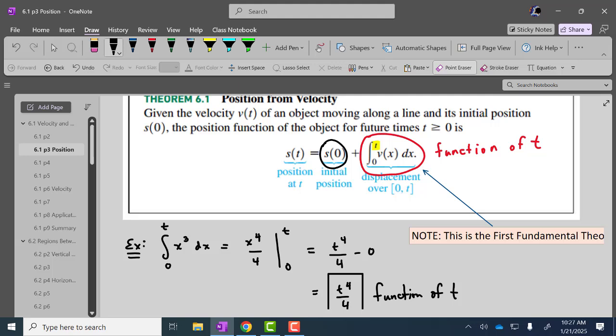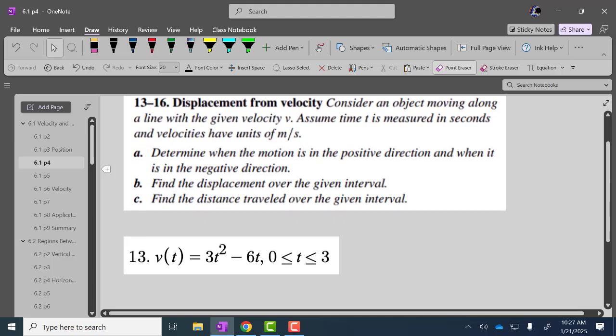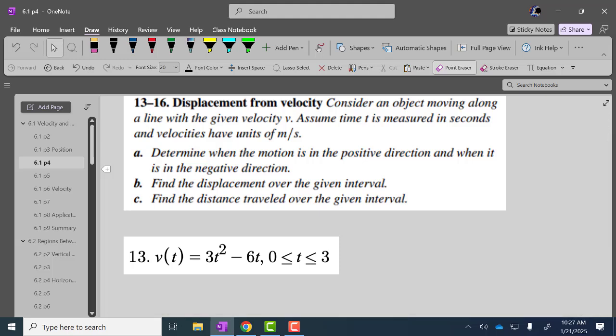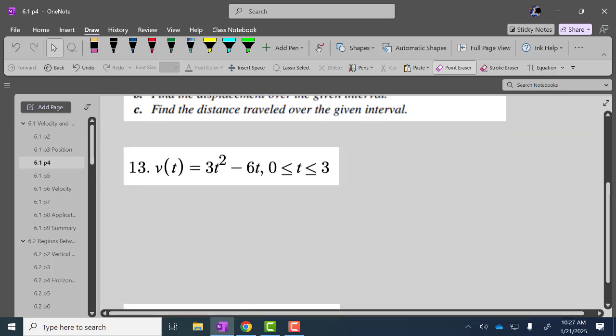And the next slide lets us practice this. We'll do one example and then we'll take our break. So we're given a velocity function and we're given some units here: meters per second velocity. Determine when the motion is in the positive direction, when it's in the negative direction, find the displacement and find the distance. Okay, so there's our function.